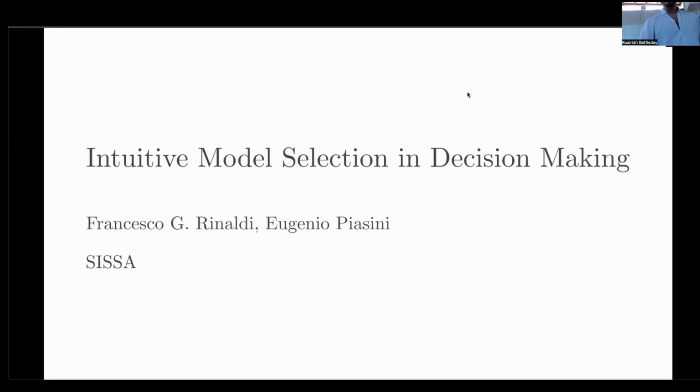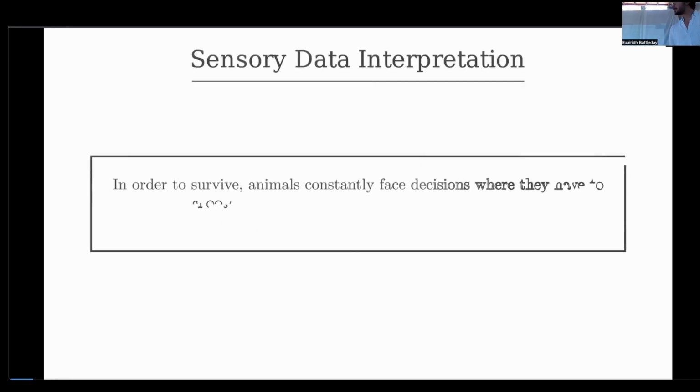So let's change topics again. No neurons, no machine learning. We were talking about sensory data interpretation.